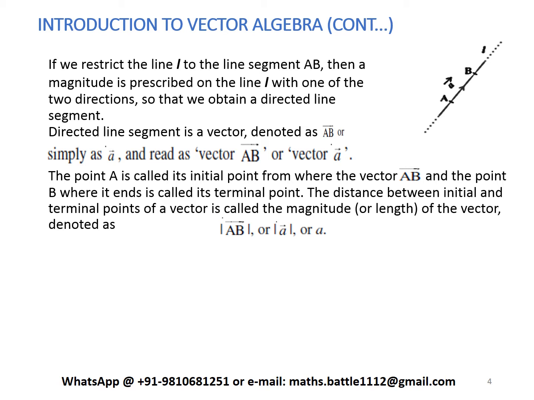A directed line segment is a vector denoted by vector AB or simply vector a, and read as vector AB or vector a. The point A is called the initial point, from where the vector AB starts, and the point B, where it ends, is called its terminal point. The distance between the initial and terminal point of a vector is called the magnitude or length of the vector, denoted by mod AB or mod of vector a or simply a.